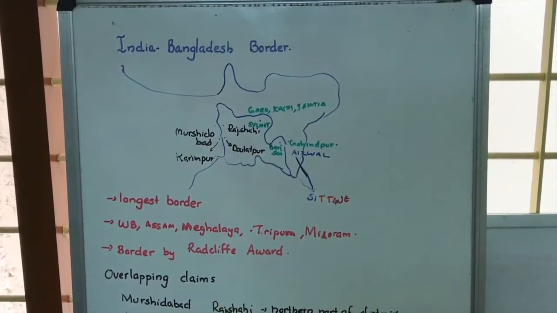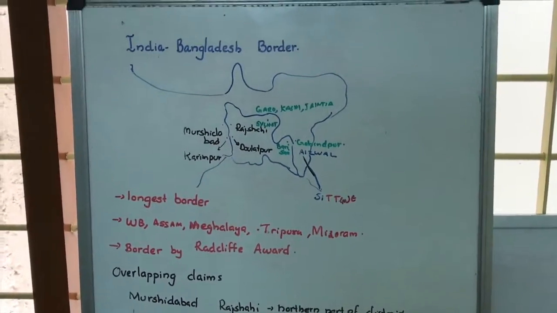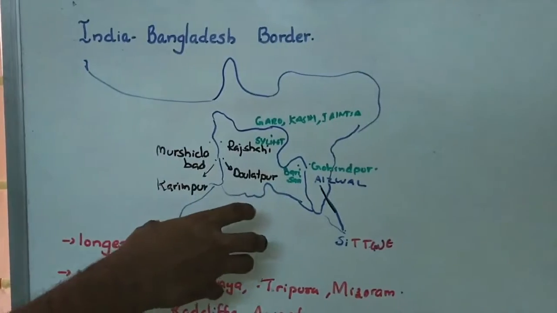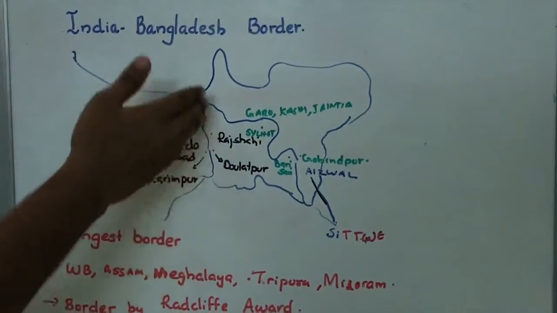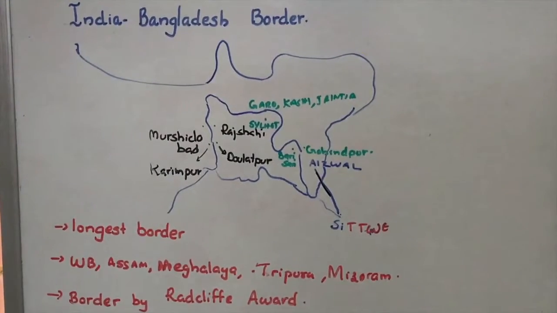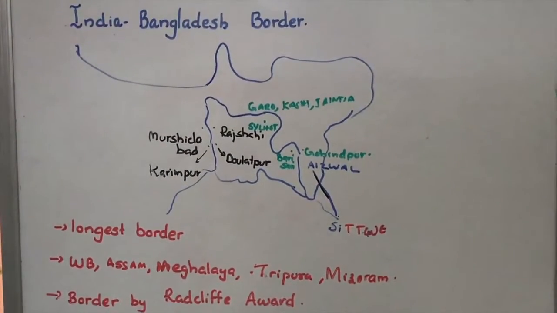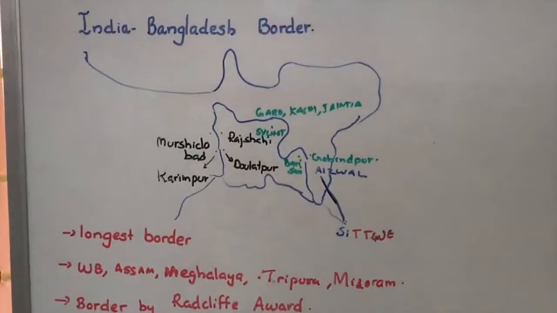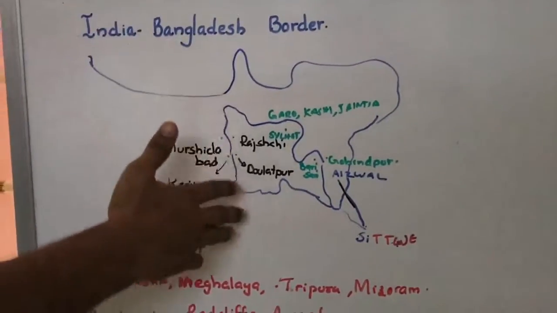Let's discuss the India-Bangladesh border. Bangladesh was actually East Pakistan, and the boundary here is not demarcated by any mountains. That means it is entirely a man-made boundary, and Radcliffe, a British administrator, drew this boundary.